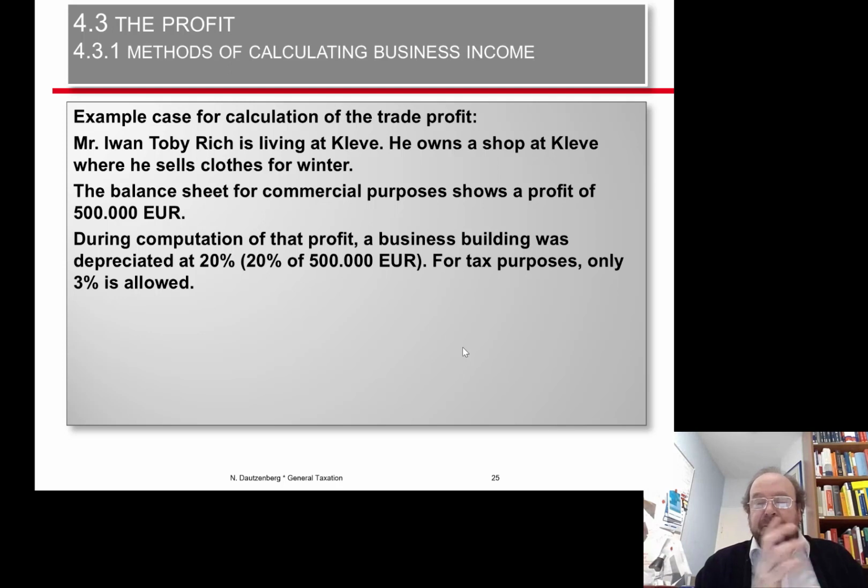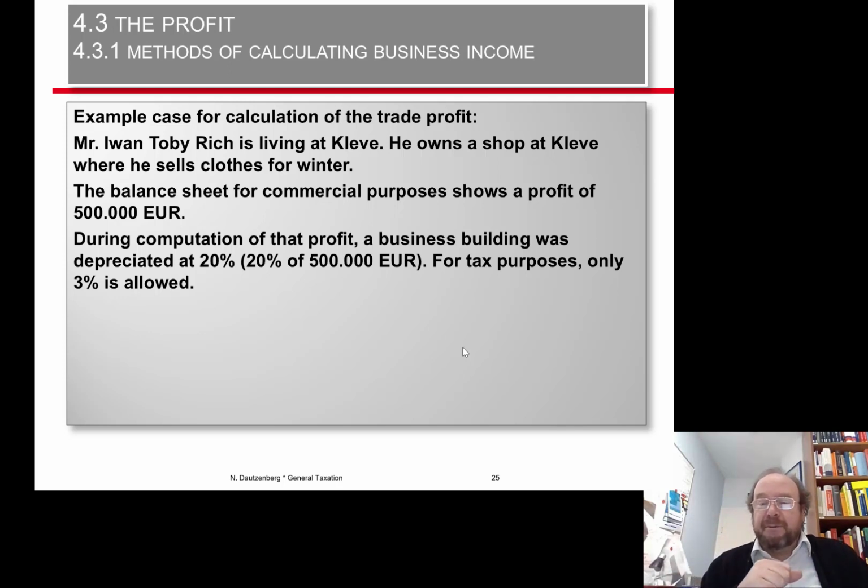Here you can think about the same. This is a person who hopes for a bright future, Mr. Ivan Toby Rich. He is living at Kleve, owns a shop at Kleve, and sells clothes for winter, which is not the best period of summer, which is usually a good idea. The balance sheet for commercial purposes shows a profit of 500,000, and now we just have to review. We only have one task. We have to review all the expenses and revenues and to check if anything in there has to be changed for reasons of tax law.